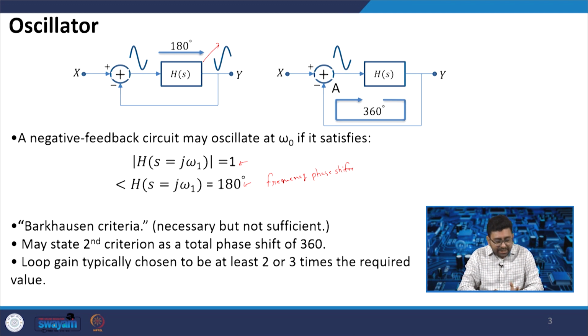So, what is that? The criteria are a total phase shift of 360 degrees, and the loop gain should typically be at least 2 or 3 times the required value. So, this is the Barkhausen criteria, and it needs to be satisfied in order to start the oscillation, and in order to sustain the oscillation this gain should be greater than or equal to 1. That is why 2 or 3 times is mentioned. If we consider the total phase shift, it is a 360 degree phase shift.